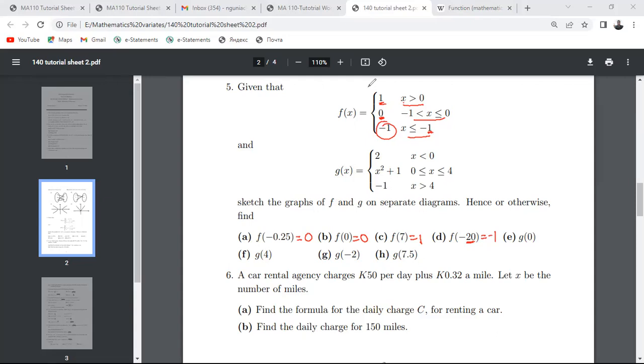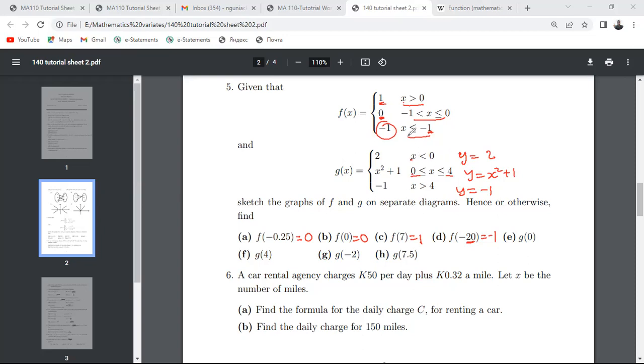So we are going to sketch these graphs, okay? The first one, the graph that will be there is y equals 2 in the range for x less than 0. Then the next one is y equals x squared plus 1. This is a quadratic equation. Then you have y equals -1. So we have y equals 2, but with the domain from 0 to 4 on the middle one.